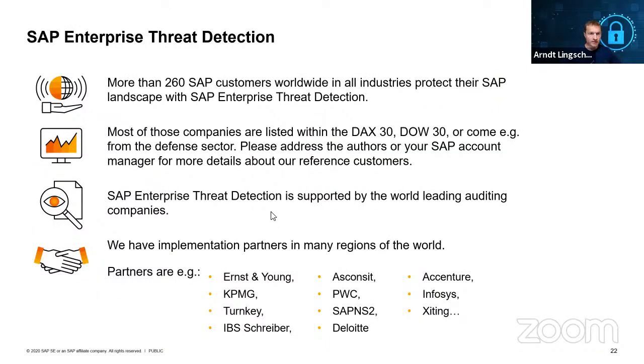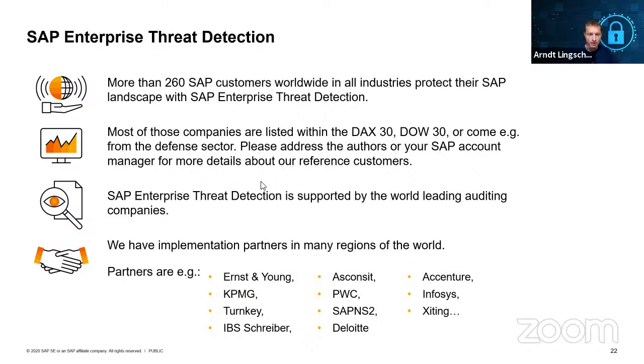Right, so we've... oh my God, this PowerPoint has to be changed. 260 customers worldwide. No, this is not true anymore. That's quite outdated. We're getting close to 400 in the meantime. Many companies using enterprise threat detection are listed in DAX 30, Dow 30. So that's outdated as well, because that's DAX 40 now. We changed this just a few weeks ago.